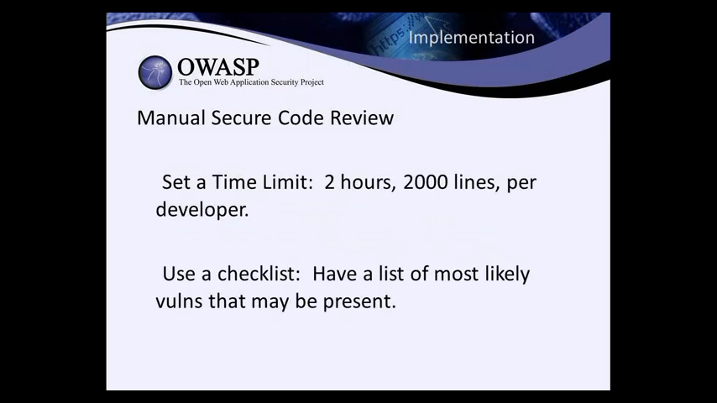And when you're doing manual, it's really important to set limits. So for example, in one of the DoD project groups I was working on, we had to do 100% code review. The way we set it up was you got a chunk of 2,000 lines of code, and you got 2 hours per developer. Any more than that and your eyes cross, your brain goes to sleep. So you got to limit it.